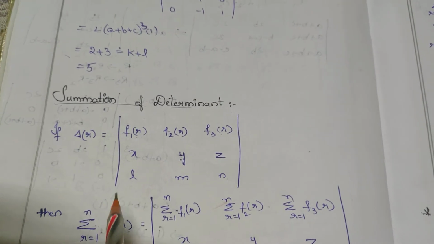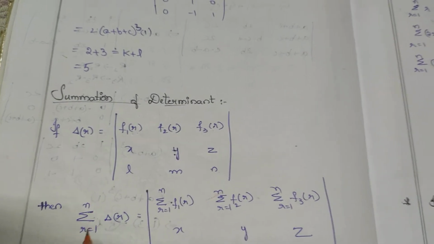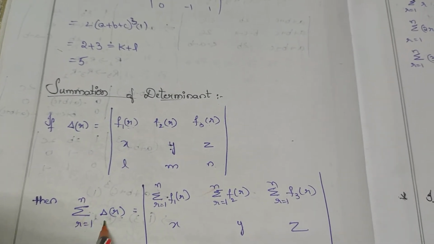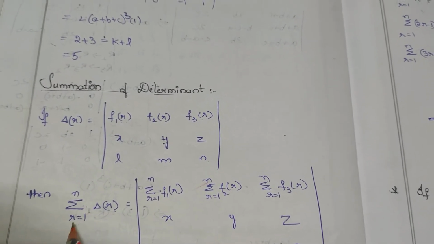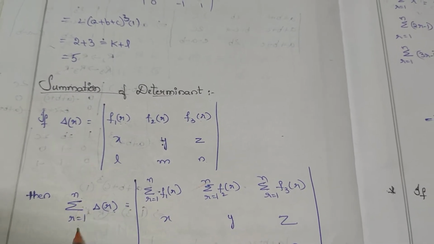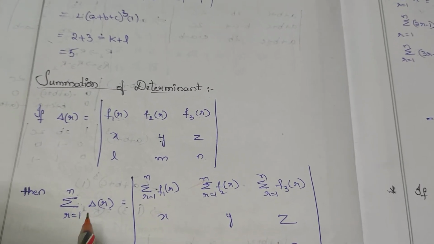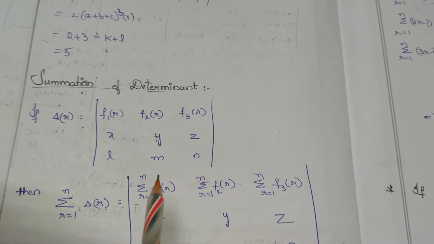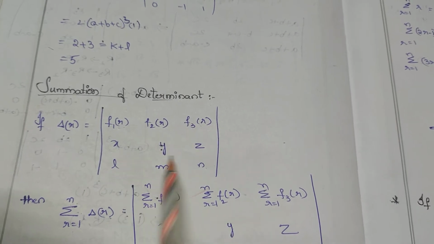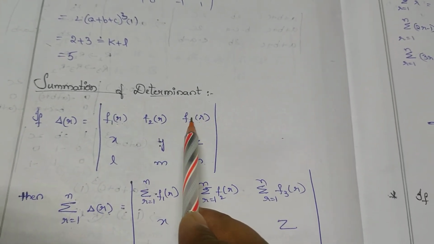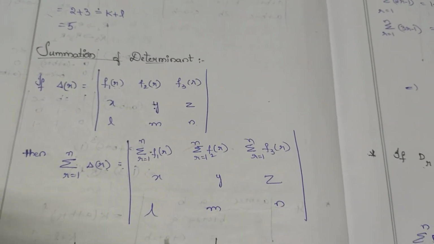Now if you want to apply sigma notation, sigma means summation. Sigma r is equal to 1 to n of delta of r, where r goes from 1 to n. This is the important point: the sigma is applied only to the term in which r is present. Out of the three rows, only the first row depends upon r, so the sigma is applicable only to the first row. The rest of the rows we have to write as they are.